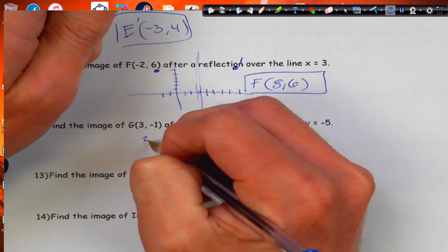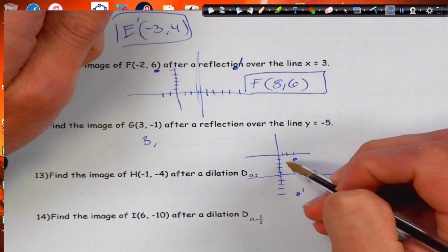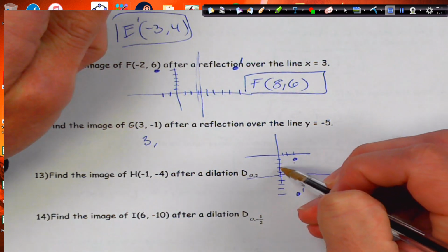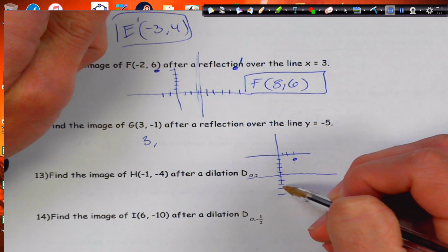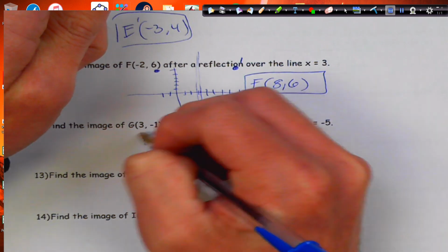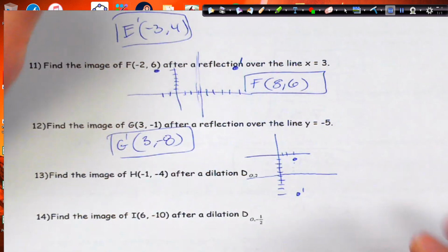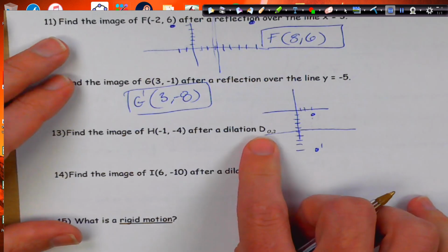So it's still going to have the same x value of 3. But instead of being at negative 1, I'm going to be at negative 9. And there's G prime.